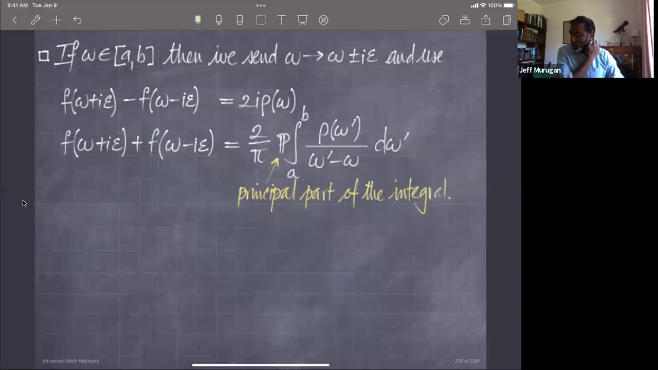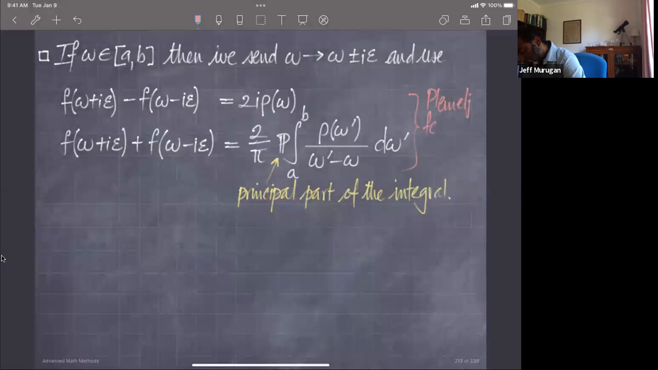Okay. And if you haven't, there's a section in my notes that covers it, so feel free to go through that. So these 2 relations together are called the Plemelj formulae. They're quite important in the theory of optics, and general scattering theory.